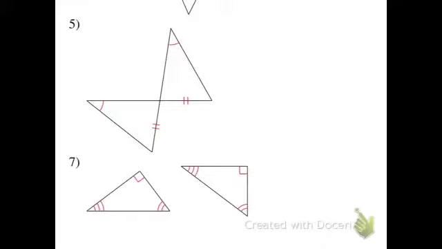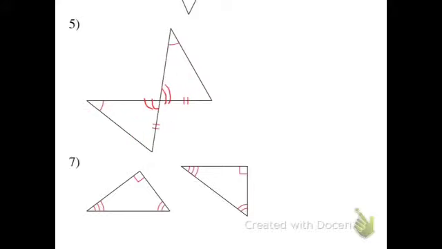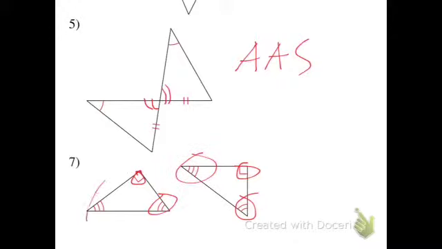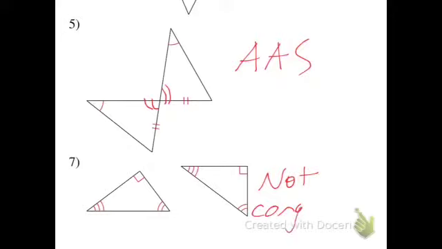On 5, something to notice rather quickly is you have vertical angles here in the middle, so those two angles are congruent. You have an angle, angle, and then a side. Angle, angle, and side. And so here you have congruence by angle, angle, side. On 7, you have 3 pairs of congruent angles. And so really you have angle, angle, angle. Well, that's not one of our theorems, and that's not what we're even using on this assignment. And by the way, that is not a theorem for congruence, and so you can just write not congruent.